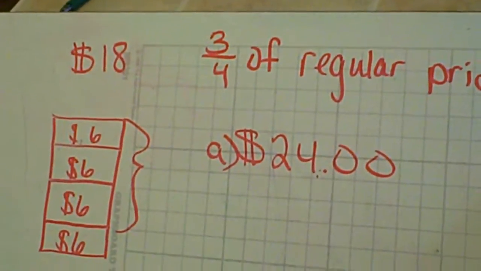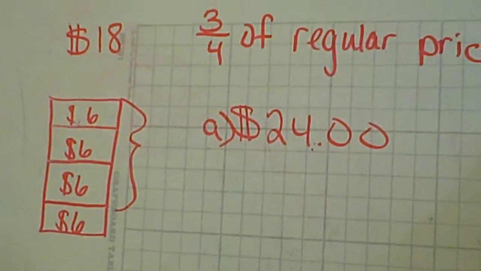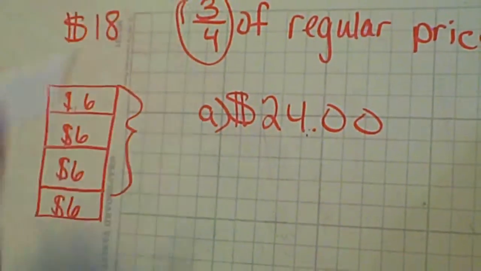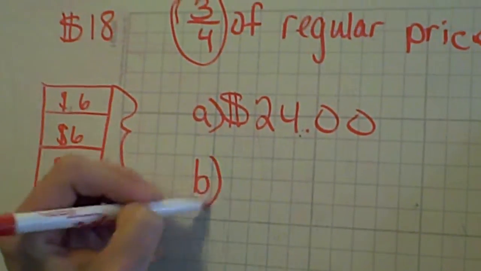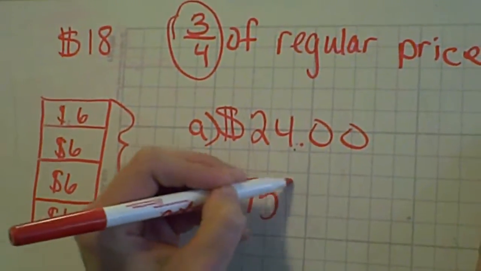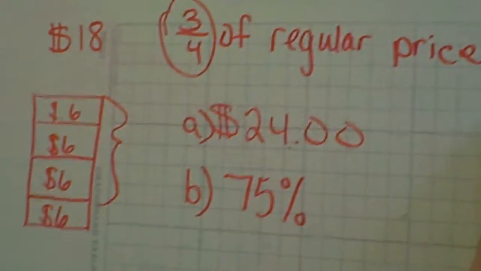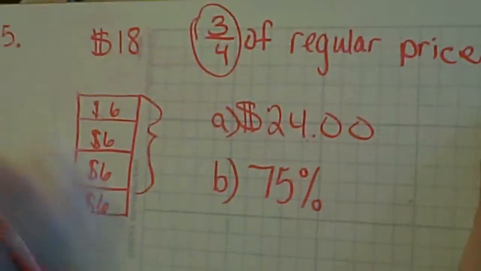B says, Carrie bought the jeans for what percentage of the regular price? Well, if she bought them for 3/4 of the regular price, you all know that 3/4 is equal to 75%. Okay? All right, on number 6, it's scientific notation.